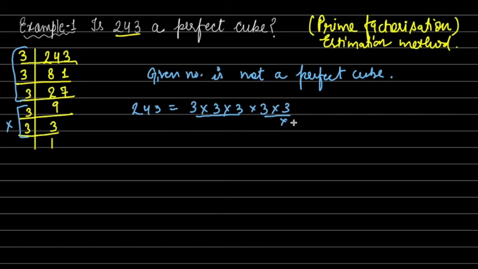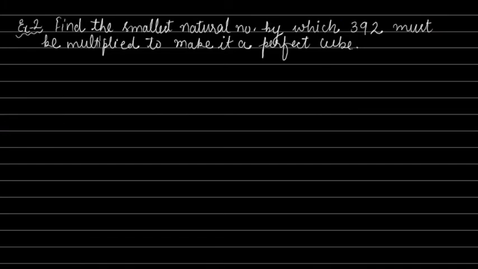So when the question comes whether a given number is a perfect cube or not, we will do the prime factorization and make triplets, and if there is any number which is not forming a perfect triplet, the given number is not a perfect cube. Okay, let's see the next example.